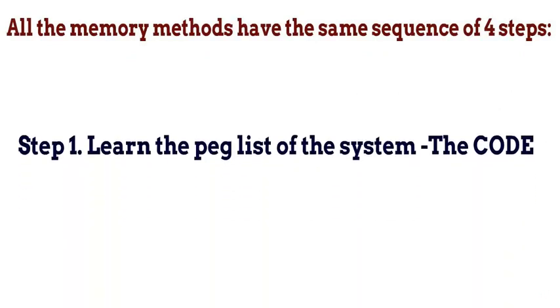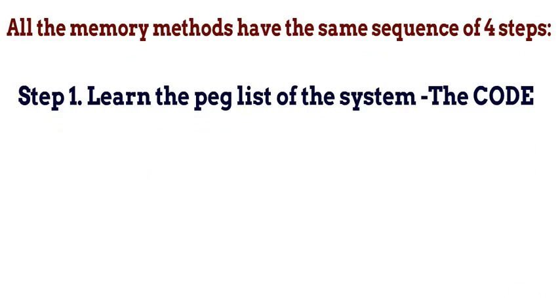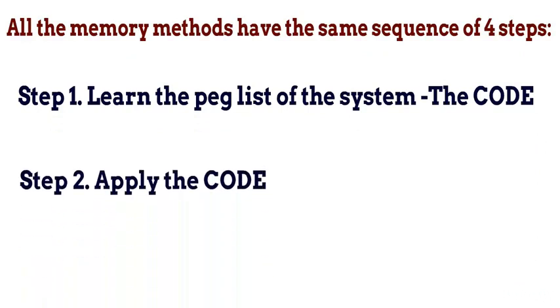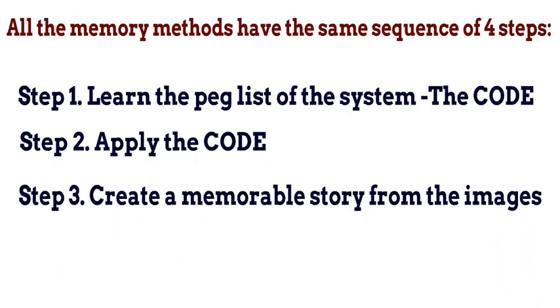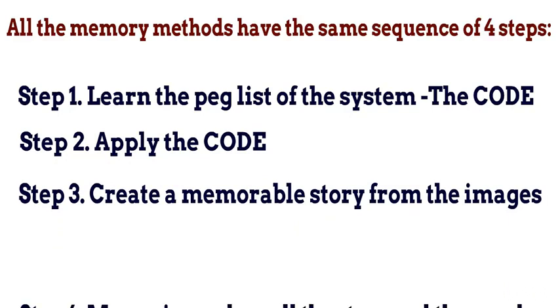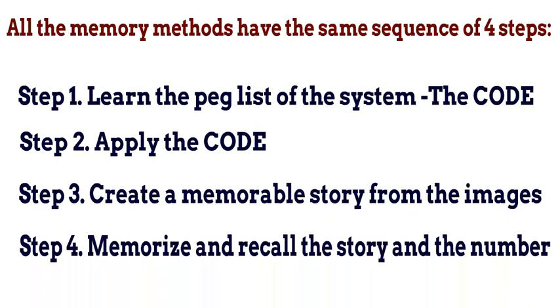All the memory methods have the same sequence of 4 steps. Step 1. Learn the packed list of the system, the code. Step 2. Apply the code. Step 3. Create a memorable story from the images, a journey. Step 4. Memorize and recall the story and the number. The difference is in the code.